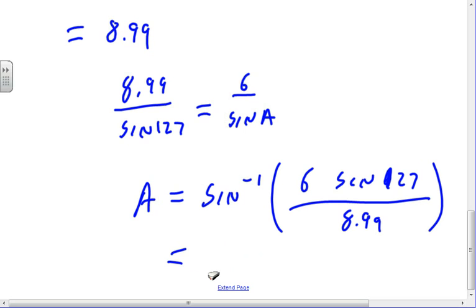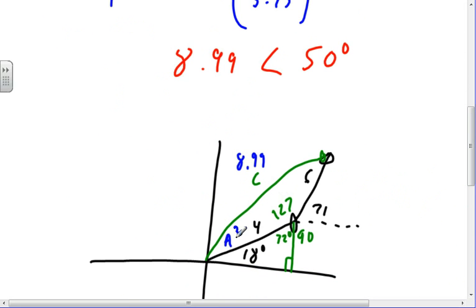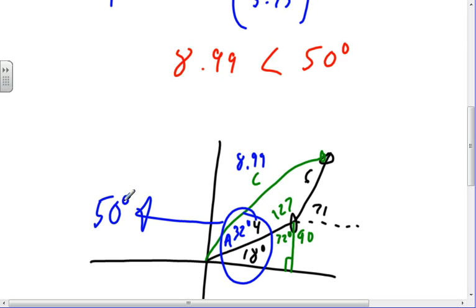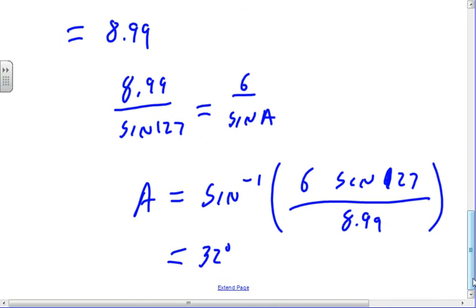Arcsine of 6 times sine 127 divided by 8.99, 32 degrees. And then I take that 32 plus that 18, and I'd say that this angle here is 50, which is the same answer that I already got 2 other times. So I end up with 8.99 angle 50, no matter how I do it.